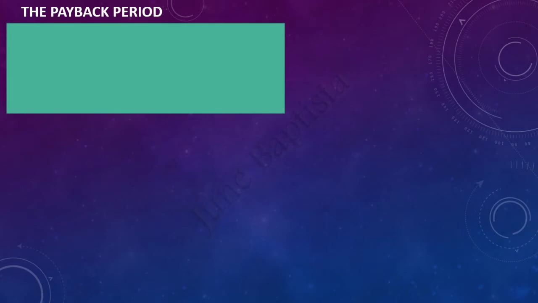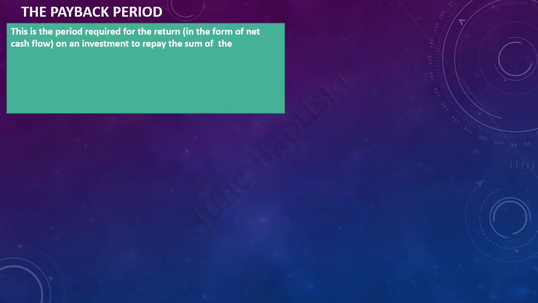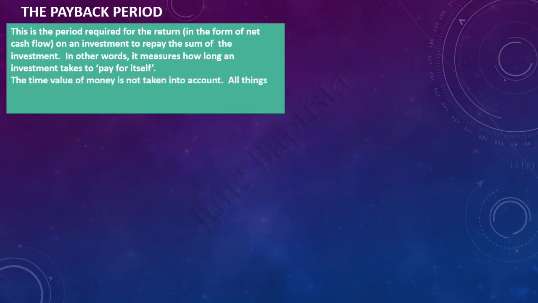Method 1. The payback period. This is the period required for the return in the form of net cash flow on an investment to repay the sum of the investment. In other words, it measures how long an investment takes to pay for itself. The time value of money is not taken into account. All things being equal, a shorter payback period is better than a longer one.